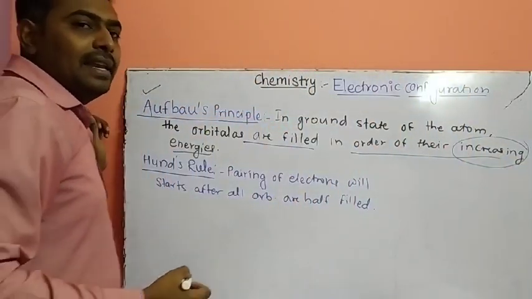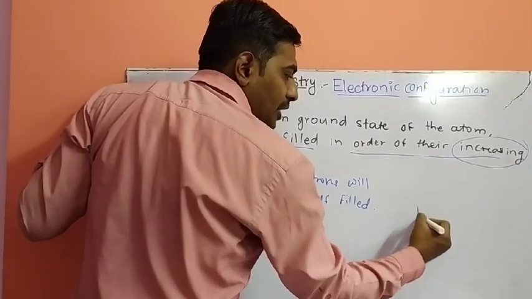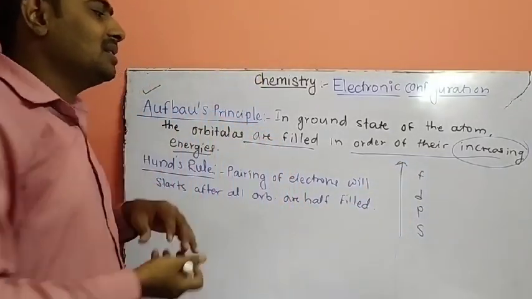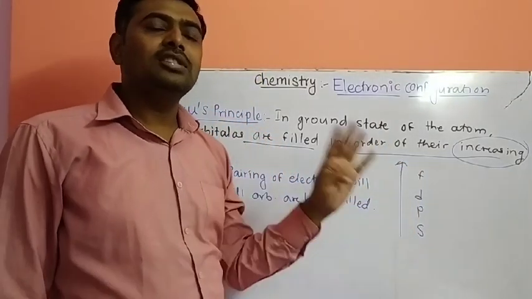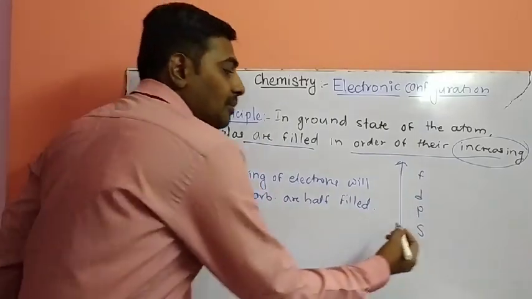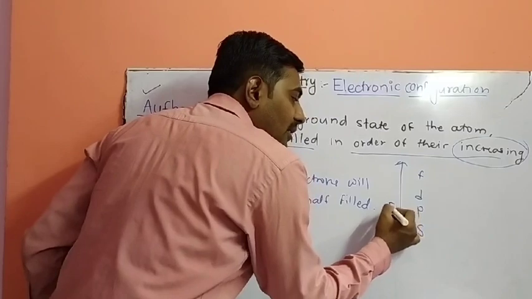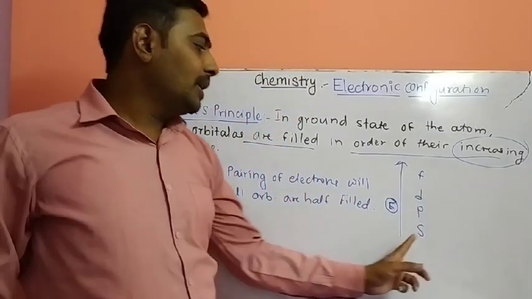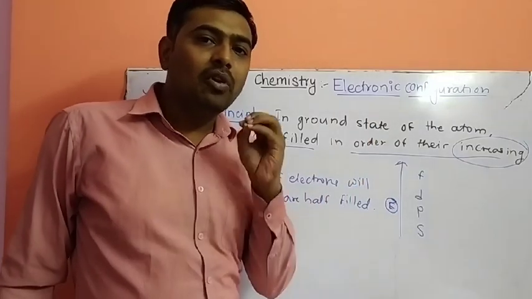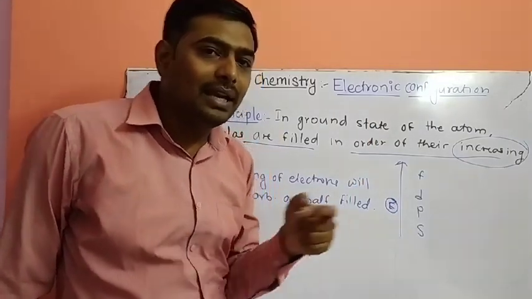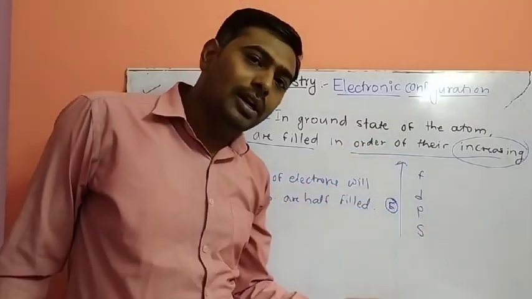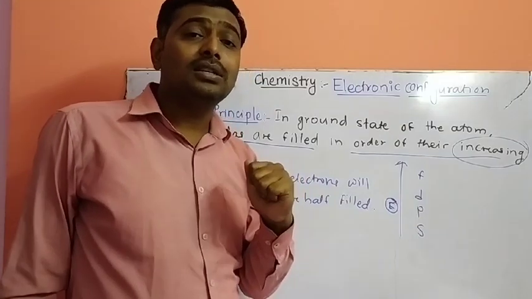What does it mean? In an electronic configuration, there are 4 orbitals present: s orbital, p orbital, d orbital and f orbital. As we know, the periodic table contains 4 blocks: s block, p block, d block and f block, in which s block has lower energy. So s orbital has lower energy than the p orbital, than the d orbital, than the f orbital. Which orbital contains higher energy? The f orbital. Which orbital contains lower energy? The s orbital.